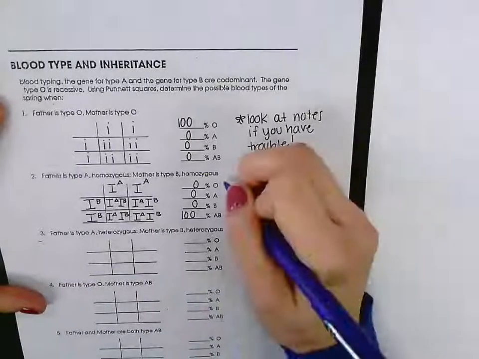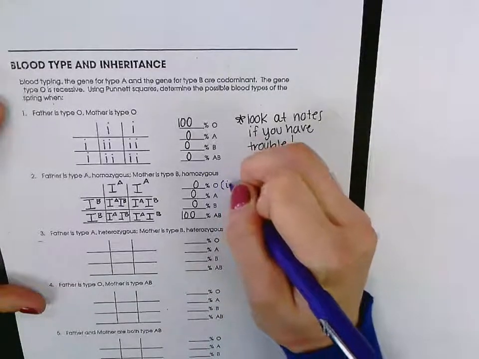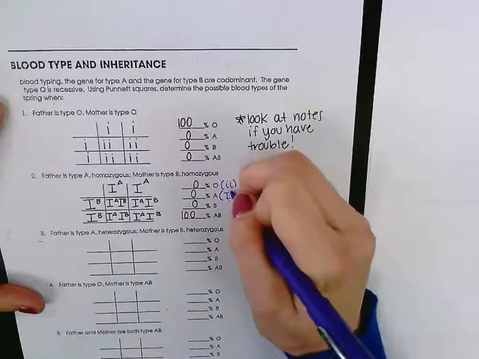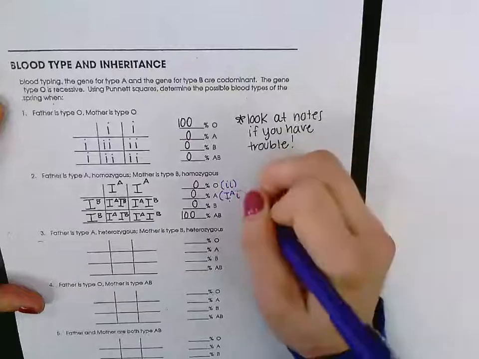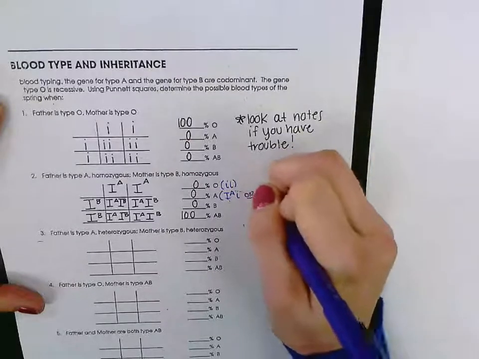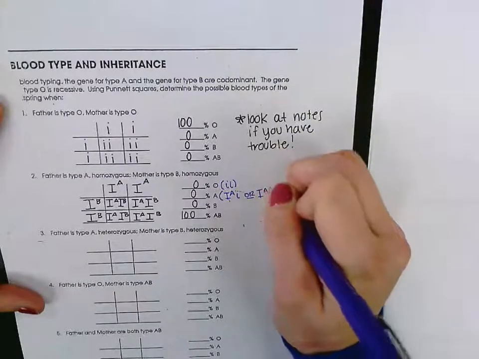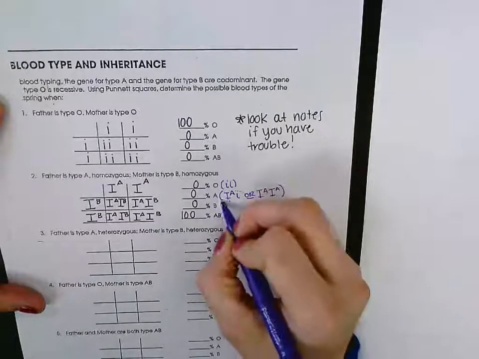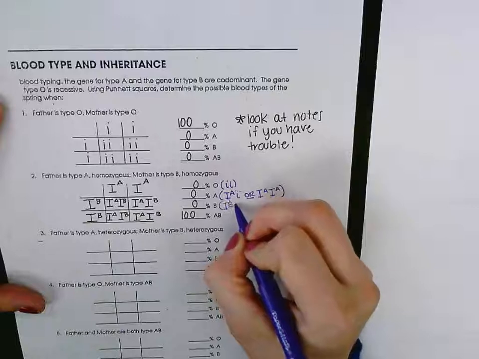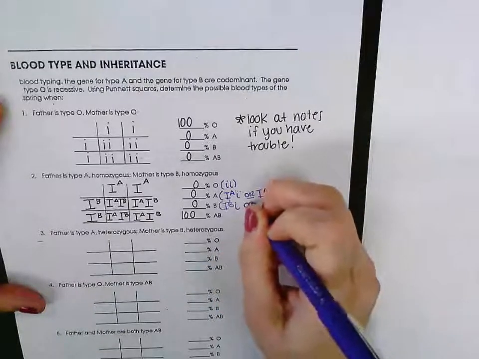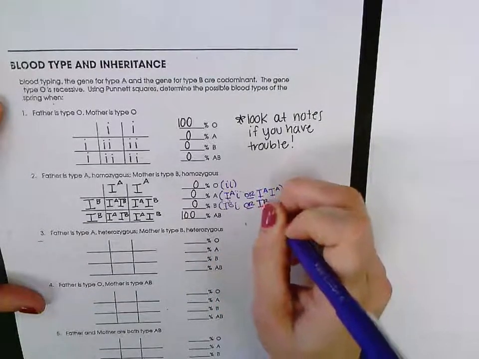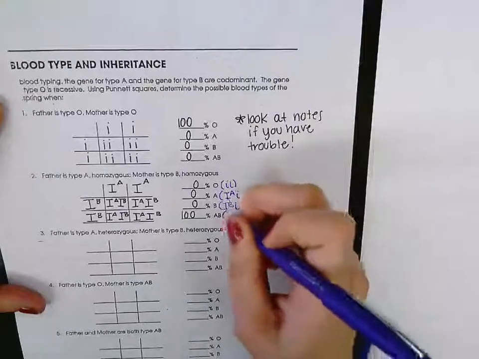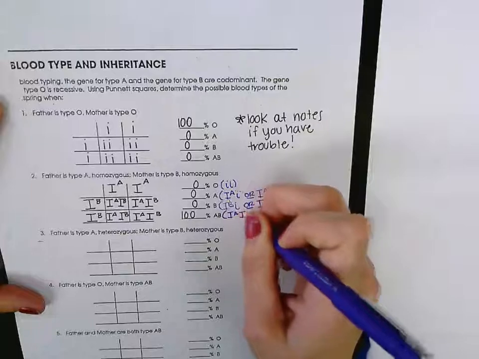Remember for O, the only genotype you can have is little i, little i. For A, there are two potential genotypes. There's big I^A, little i, which is heterozygous, or you could have big I^A, big I^A, which is homozygous. For B, it's very similar to A. You could have I^B, little i, which is heterozygous, or you could have I^B, I^B. For AB, there's only one genotype, which is I^A, I^B.